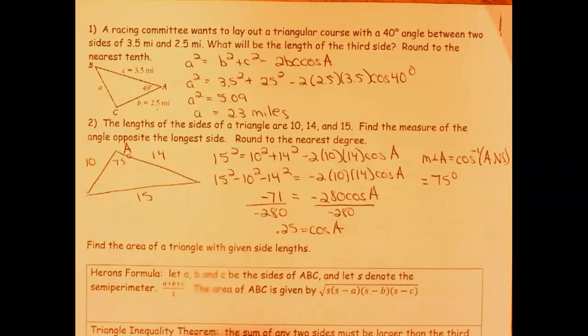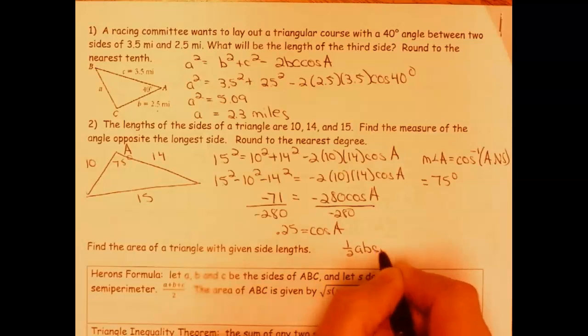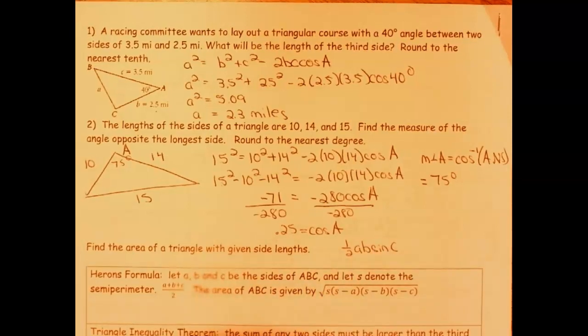All right, final piece. Yesterday we looked at one way to find the area of a triangle. It is on your formula sheet. That was the 1/2 ab times the sine of C. Today we're looking at one other one, and this one we're not going to show you where it came from. We're just going to show you how to use it.